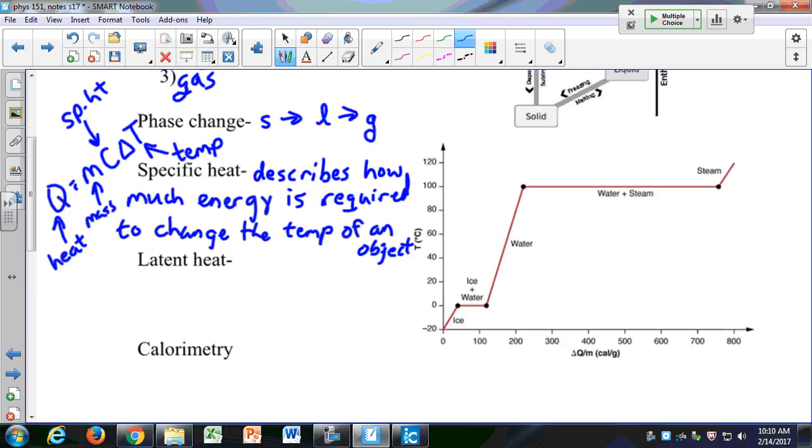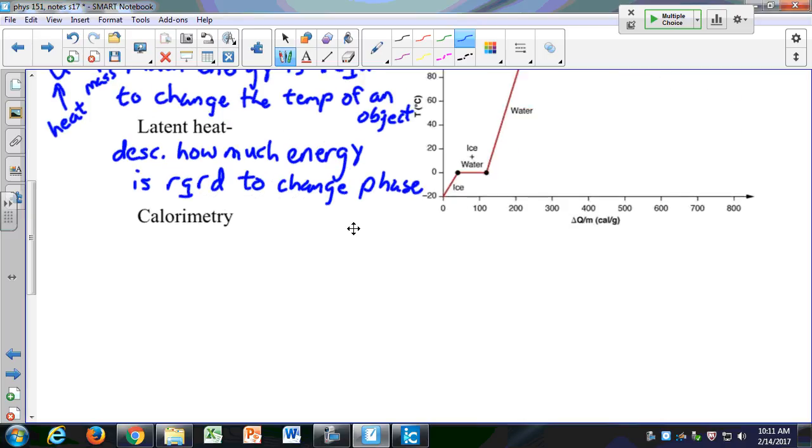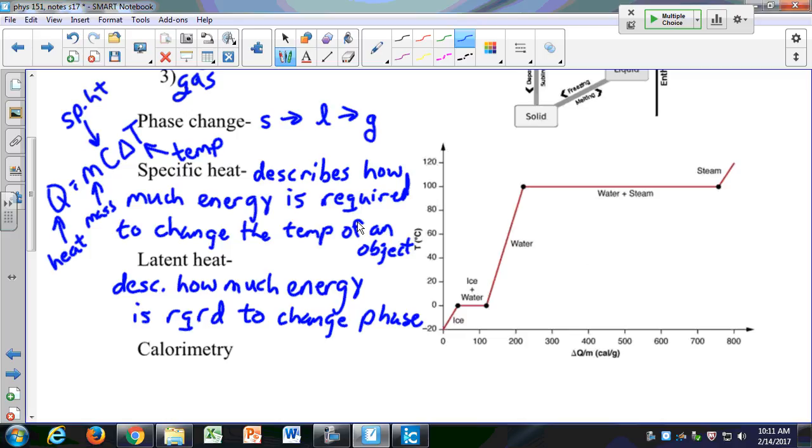The latent heat is the amount of energy required to change phase. It describes how much energy is required to change phase. All right. And then calorimetry is the study of how these materials change phase.